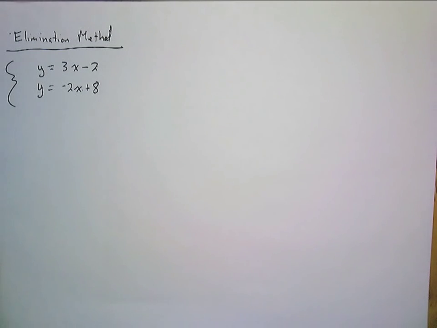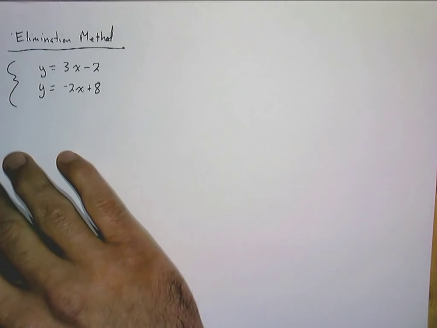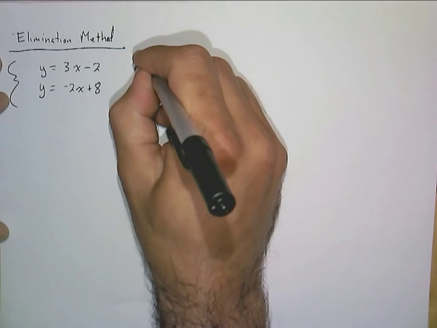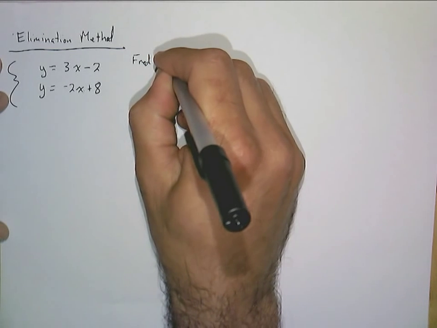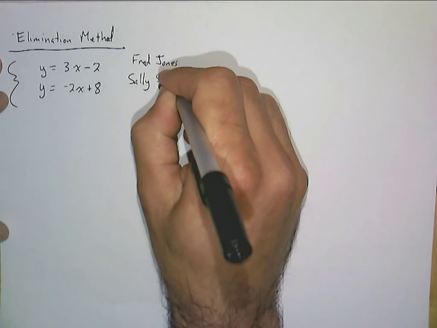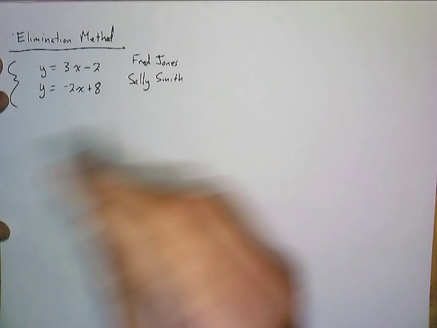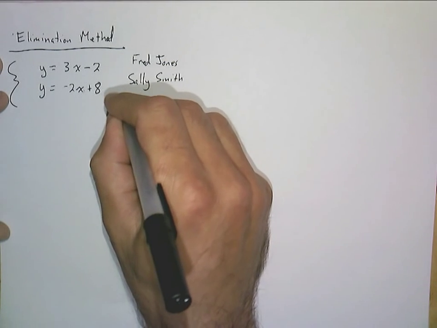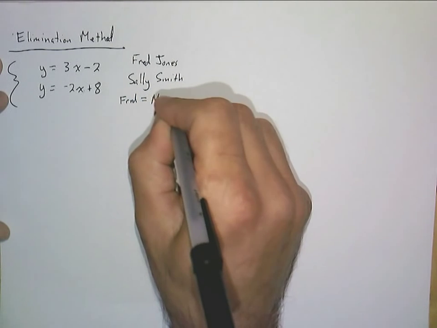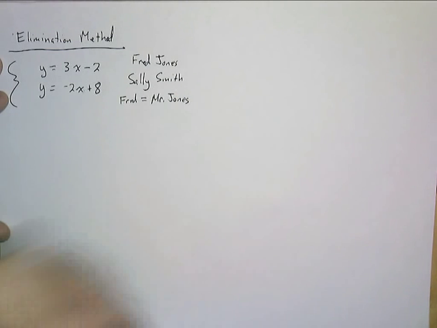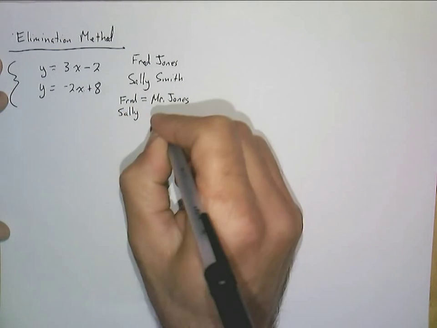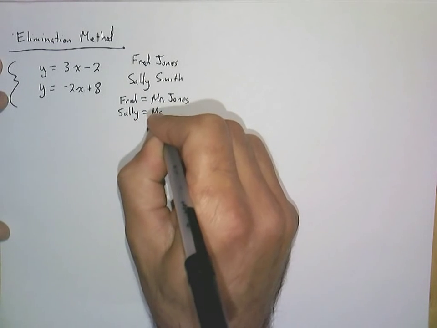Okay? Simple example, or another way of saying this. Suppose you get two people, right? Fred Jones, perhaps, and Sally Smith. What the heck? So what we're saying is, this guy Fred, he's got another name, Mr. Jones. But also, Sally has another name, Ms. Smith.